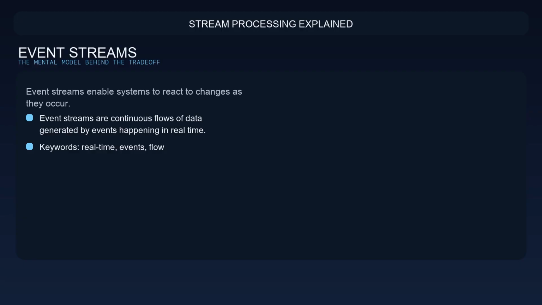Event streams are continuous flows of data generated by events happening in real time. Event streams enable systems to react to changes as they occur. Event streams are the foundation of stream processing and real-time data systems.